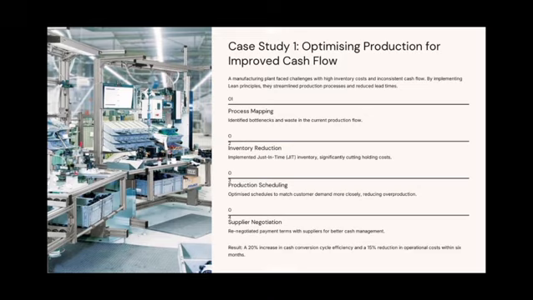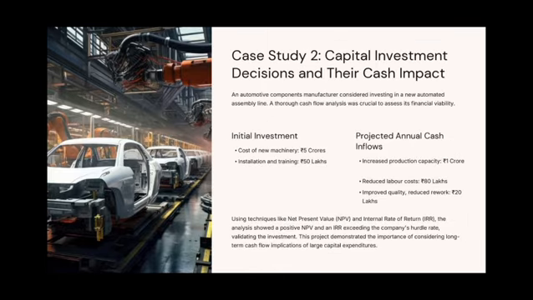The result of this is a 20% increase in cash conversion cycle efficiency and a 15% reduction in operational cost within 6 months. So as we can see here, there is an increase in efficiency and a decrease in the cost of the organization. The second case study, capital investment decisions and their cash impact.